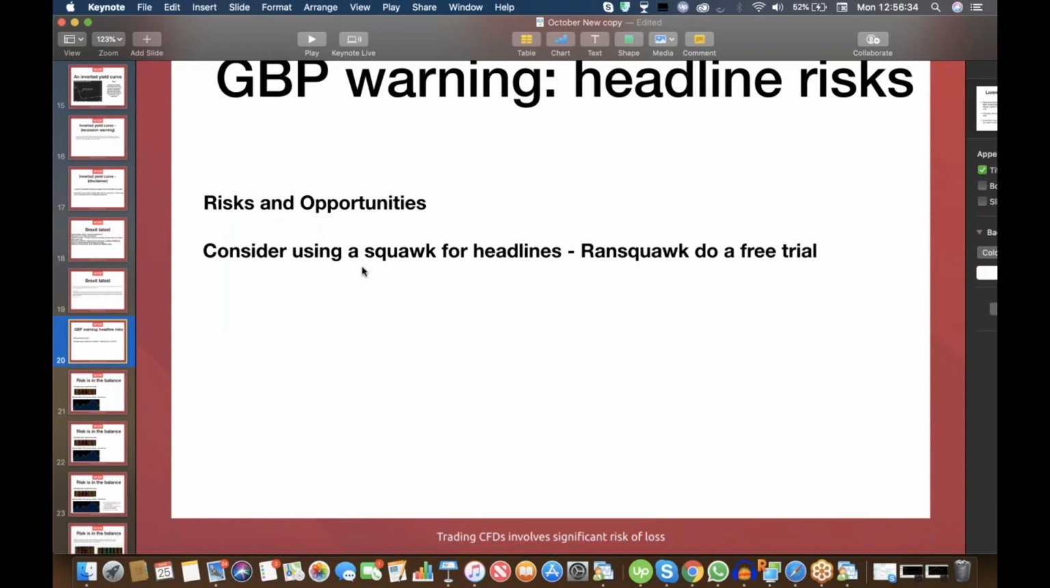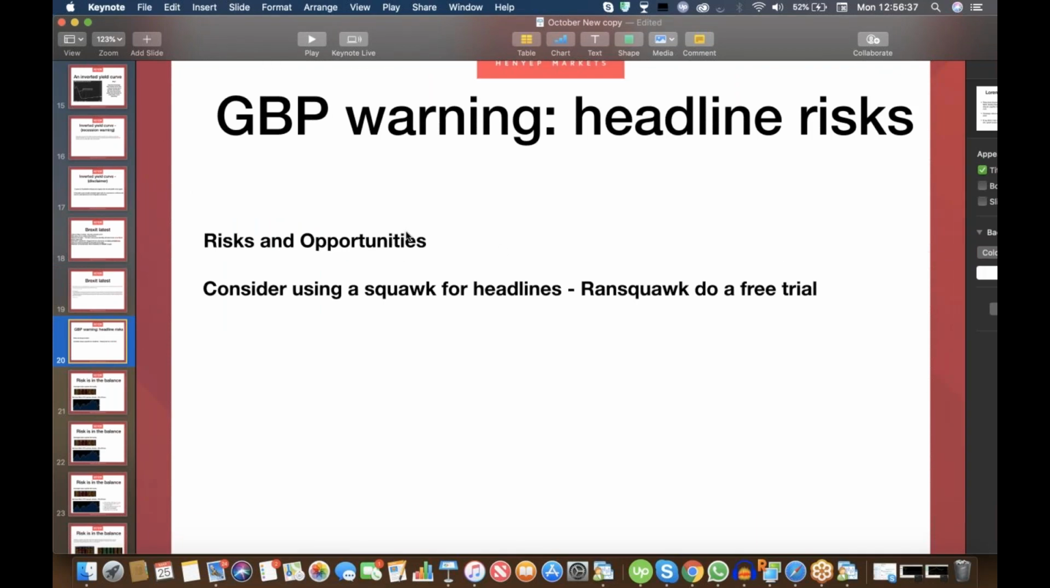We also have headline risks with the pound. There are risks and there are opportunities. Consider using a squawk for the headlines.